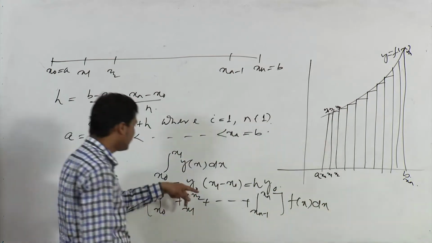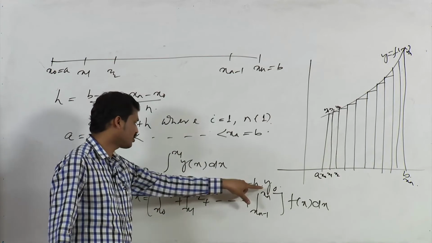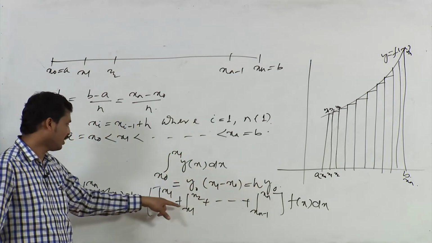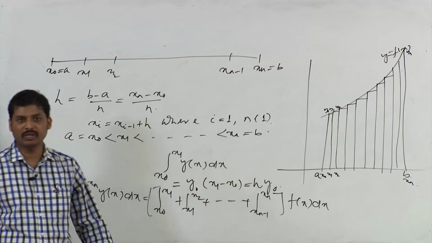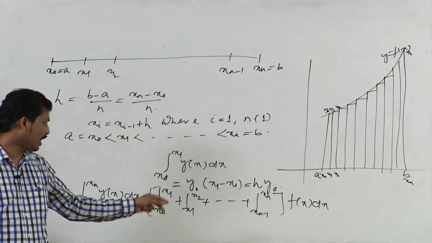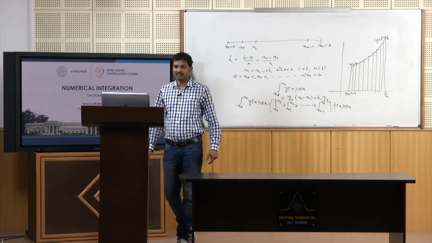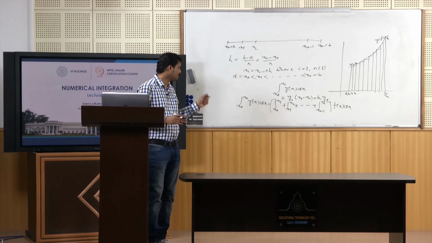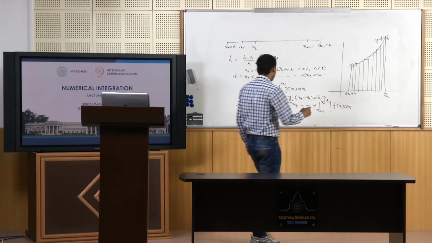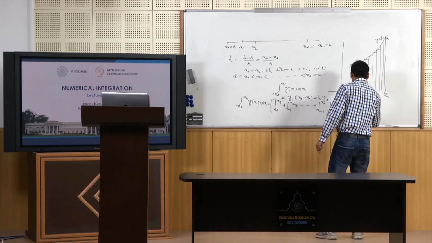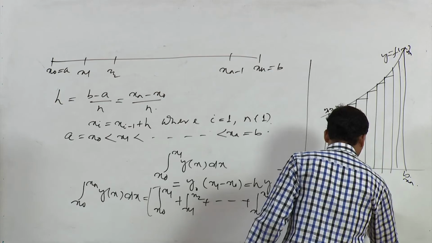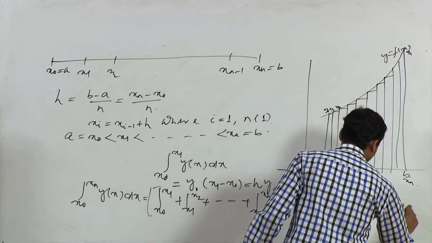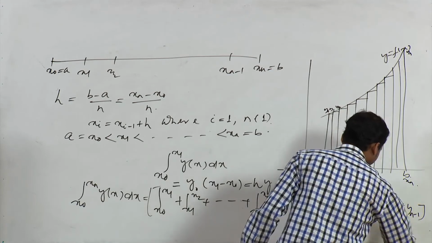Then for each of these intervals, for the first interval we obtain h of y0, for the second one we obtain h of y1, and for the third one we obtain h of y2. So likewise, if we sum all these terms, the final integration we get is h into y0, y1 up to yn minus 1.